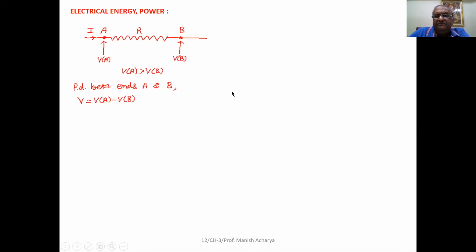Now next topic, that is electrical energy power. Now see, suppose we consider any conductor, the resistance of which is R, and current I is flowing through this resistance R. Now here these two endpoints of the resistor R are denoted as A and B, and the current is flowing through the resistor from A to B.